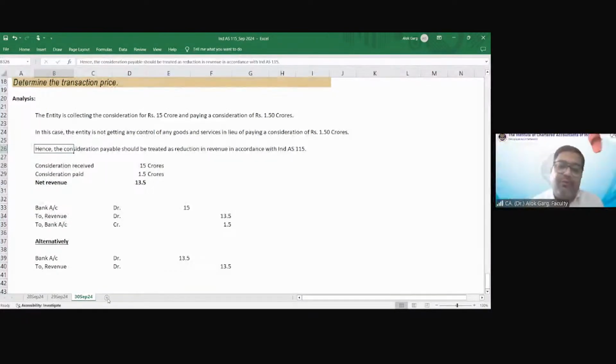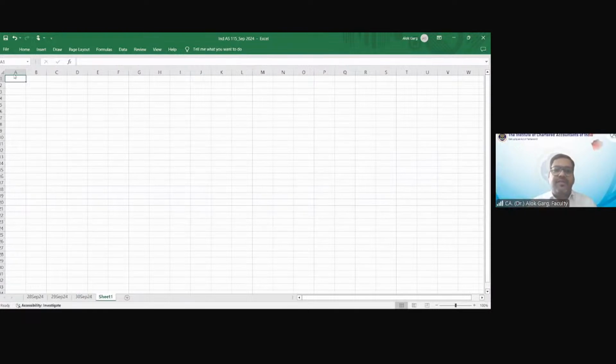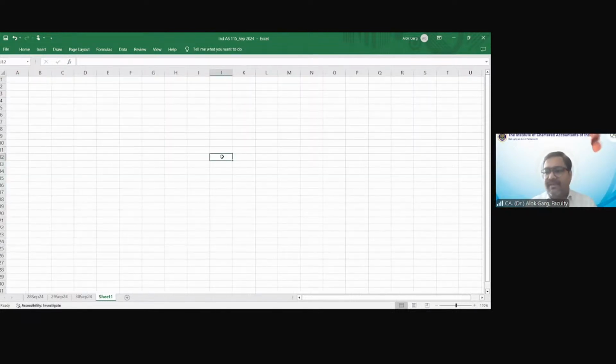Now we are moving to the fourth step. What is my fourth step? What is my step number 4? Comparatively, step number 4 and step number 5 are pretty simple and smaller steps, right? The most lengthy steps were step number 2 and step number 3. Determine the performance obligation, determine the transaction price. These were the most lengthy steps.